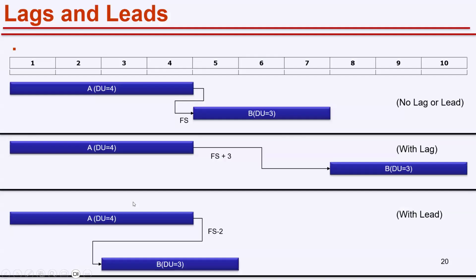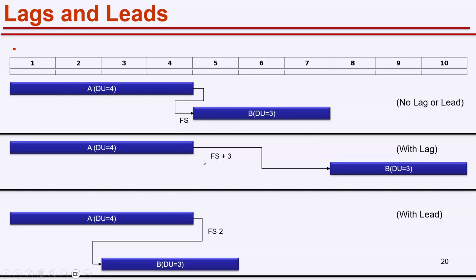Let's take another example to understand the impact of lag and lead on the project schedule. A and B with a finish to start relationship. So no number with the relationship, so there is no lag or no lead. So I'll do A in 4 days, then B in another 3 days. 4 plus 3 is 7 days, I will finish both A and B.